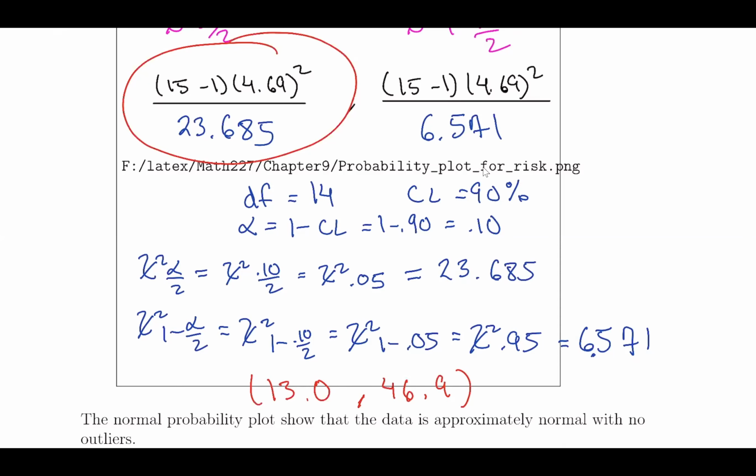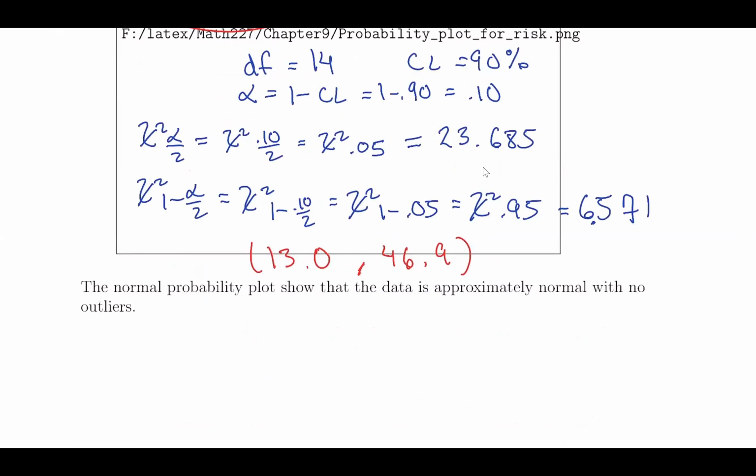If I wanted to find the confidence interval for standard deviation, all you have to do is take the square root of 13.0 and the square root of 46.9. That will give you the confidence interval for the standard deviation. So variance just means you don't take the square root, but if you want the confidence interval for standard deviation, you have to take the square root. All right, that's it for that first problem. Any questions in regard to that first problem?